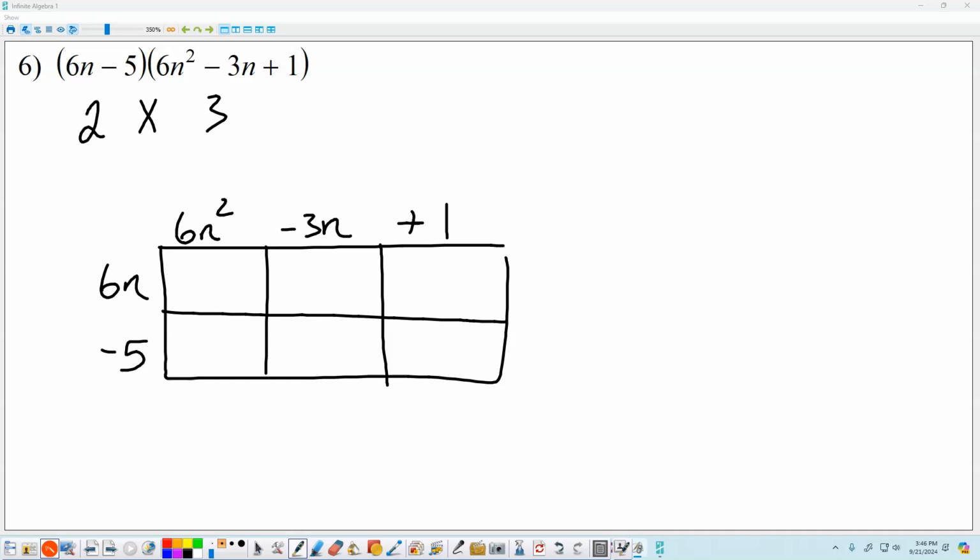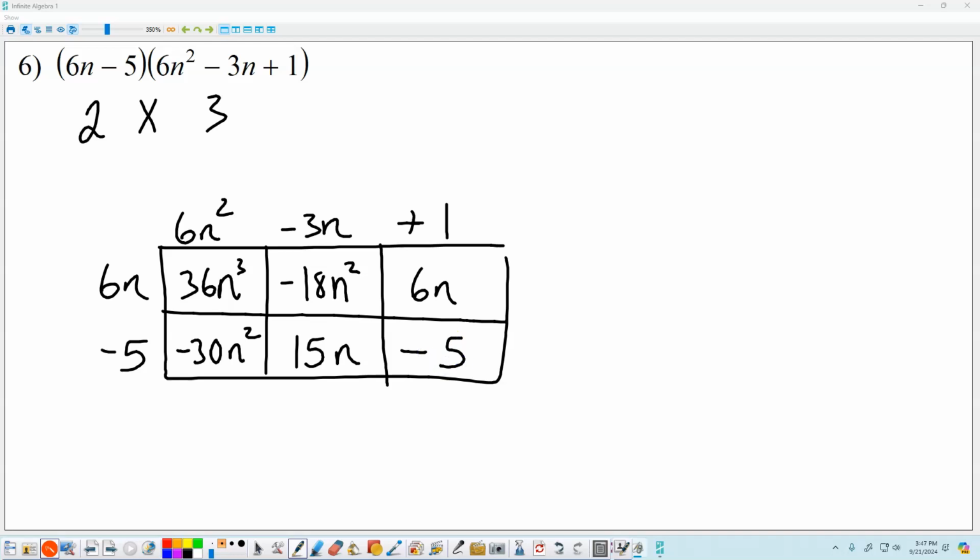So here we would have 36n to the third. Here we would have negative 18n to the second. Here we would have 6n. On the bottom left, we would have negative 30n squared. After that, we would have 15n. And finally, we would have a negative 5.